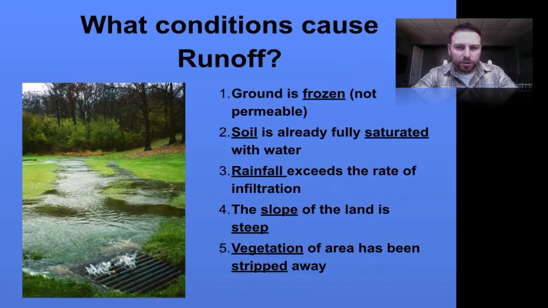Here are some of the causes of runoff. If the ground is frozen, it won't allow water to infiltrate in. If the soil is already saturated, filled with as much water as possible, then no more water can go in. If the amount of rainfall is higher than the rate at which it can go into the ground, we'll see runoff. We may also have runoff depending on how steep the slope of the land is. And if there is an area with no vegetation or little vegetation, these can be conditions that may cause runoff.